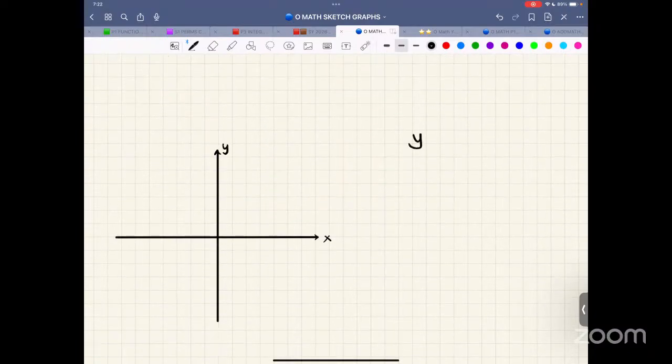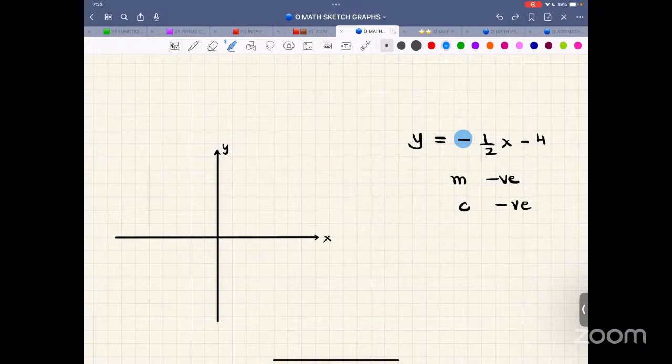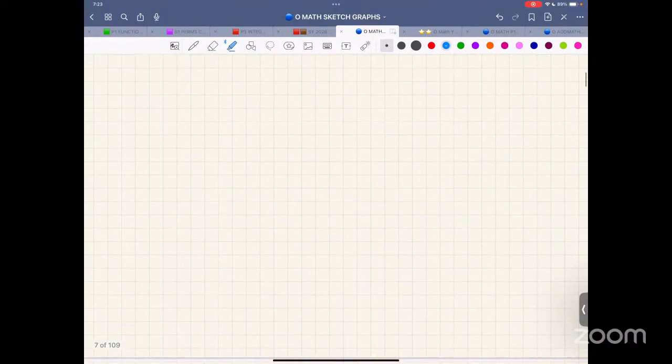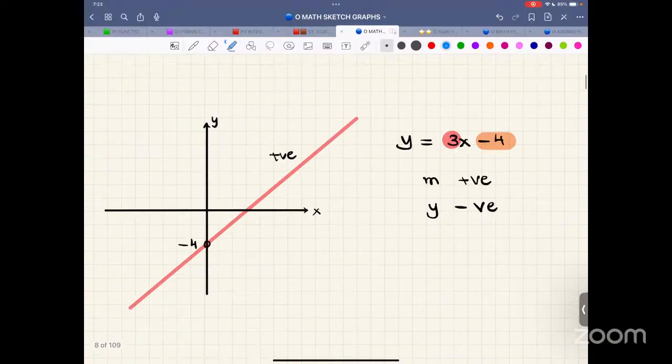Similarly, if I have y = -1/2 x - 4, now again the coefficient is negative and the y-intercept is also negative. So the gradient is negative and the y-intercept is also negative. So now the line goes something like this. Got the idea? So now just acknowledge, is this concept of linear expression all good, all clear? We will go over 2-3 things and then we will try out past paper questions later on.